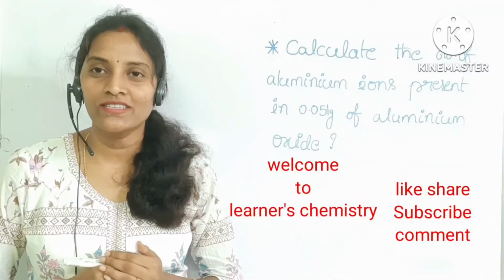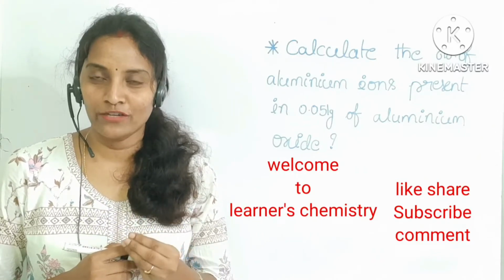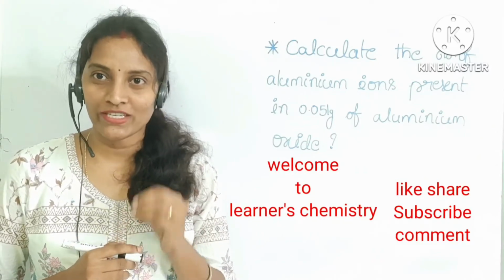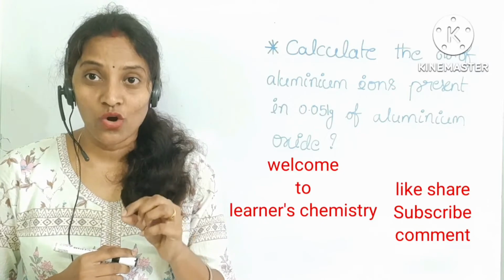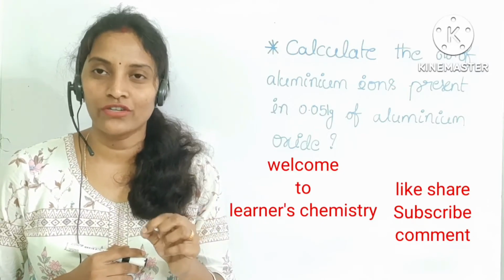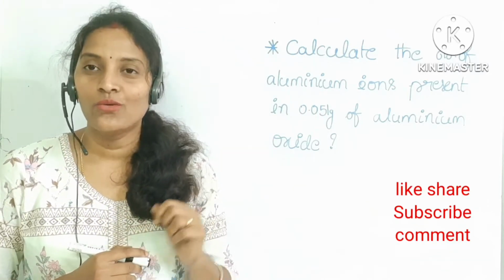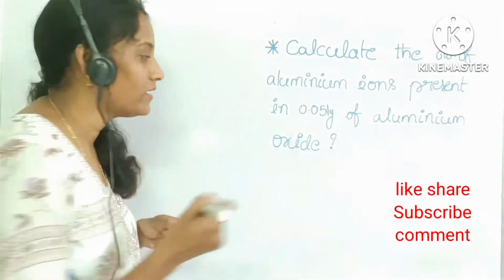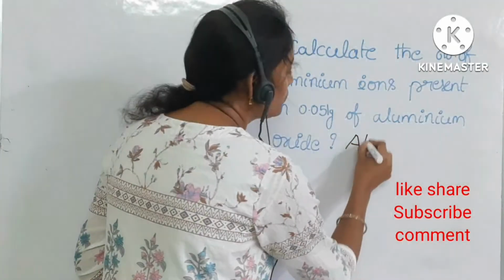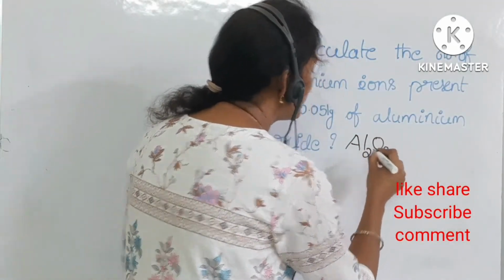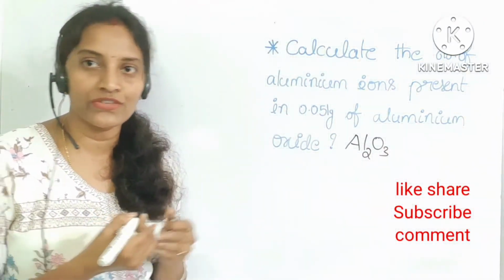Here the problem is calculate the number of aluminum ions present in 0.051 grams of aluminum oxide. What is the aluminum oxide's formula? That is Al2O3. And what is the atomic mass for aluminum?